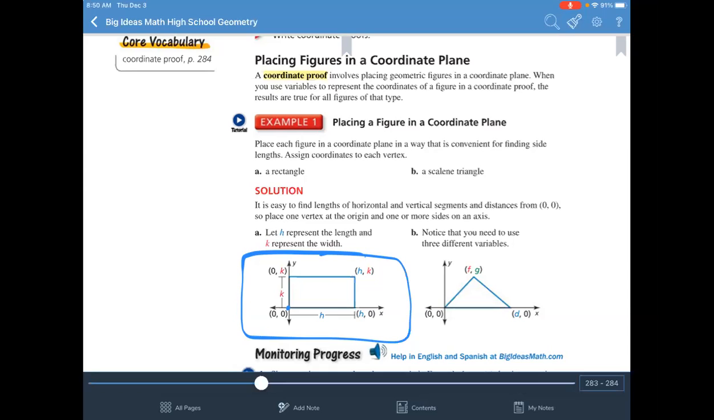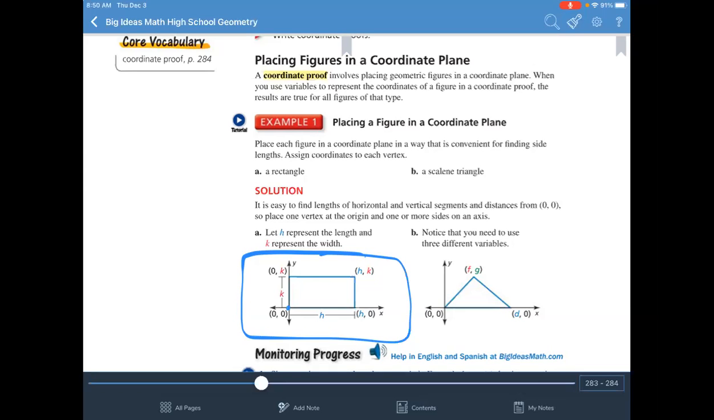So that's what we want to do. We want to put a vertex at 0, and we want to have sides on the axes if we can. So we're going to put that rectangle in. You don't have to use H and K. We just don't know the length and we don't know the width. So we have to put some variable there. It could be X and Y, it could be A and B, doesn't matter. We just have to have something.